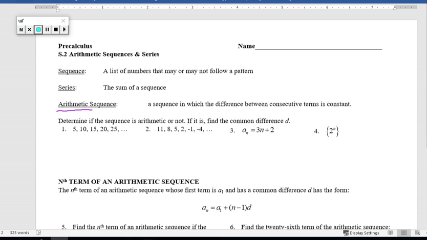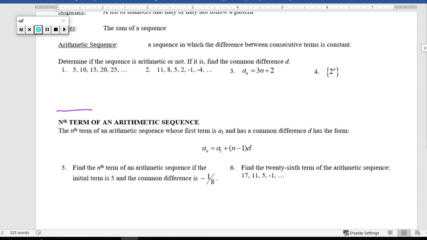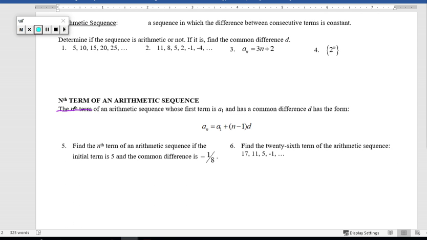So the first thing we want to do is look at these sequences, and decide if they are arithmetic in nature or not. When I'm looking at problem number 1, I can see that we're going plus 5, plus 5, plus 5, plus 5. So I definitely know that our common difference, the number that we're either adding or subtracting, which we denote with D, is a positive 5.